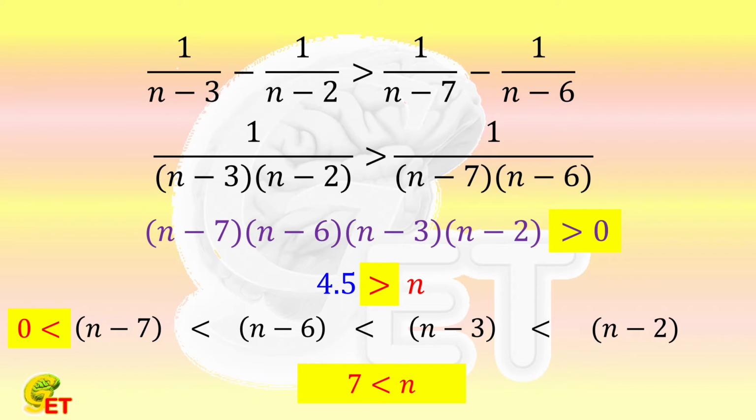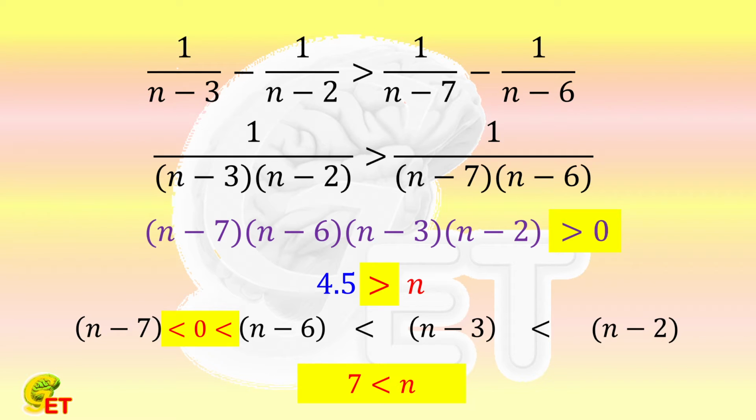There is no number that is both bigger than 7 and smaller than 4.5, so there is no solution in this case. What about if 0 is between n-7 and n-6? Since the difference between n-7 and n-6 is exactly 1, there cannot be any natural number solution in this range. But it doesn't hurt if we just give a brief discussion anyway.